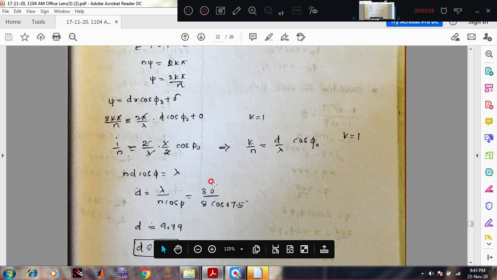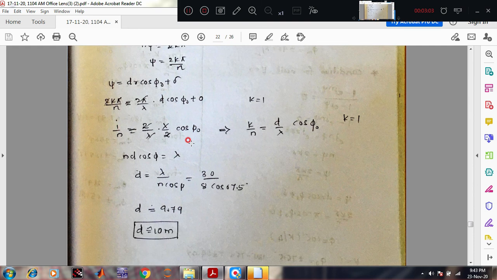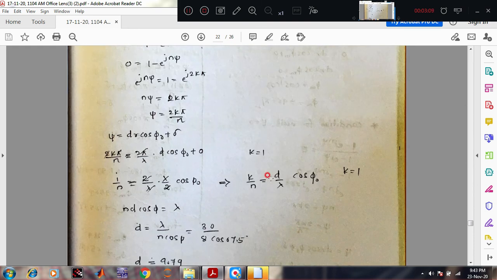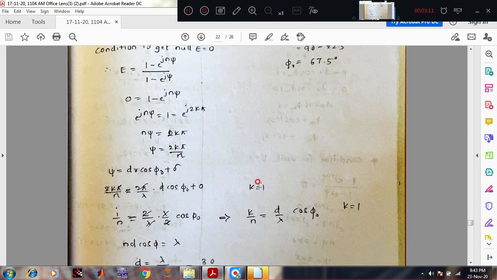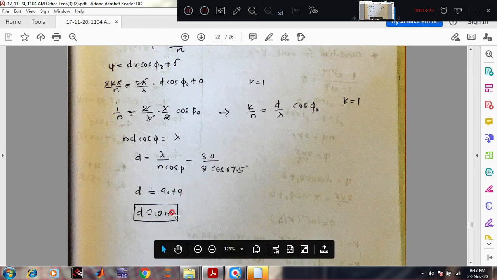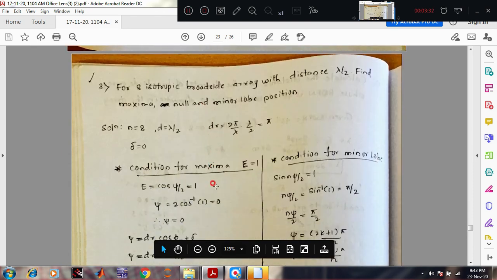Lambda is 30, which we have already calculated, and n is 8. The angle phi naught we have already identified as 67.5 degrees. Substituting that value, d will be 9.79, which is approximately 10 meters when rounded off. Therefore the spacing between the array elements must be 10 meters. Got it? So we'll move on to the next numerical.